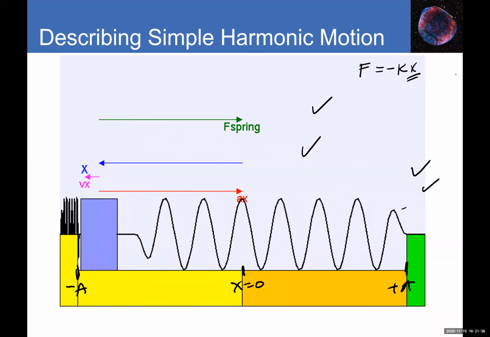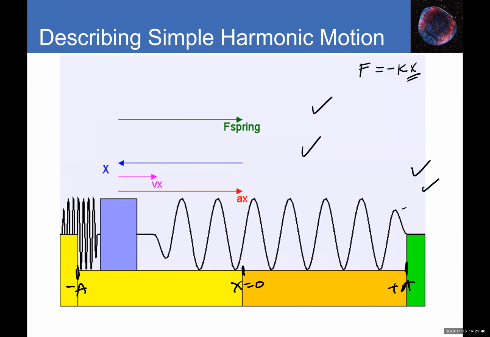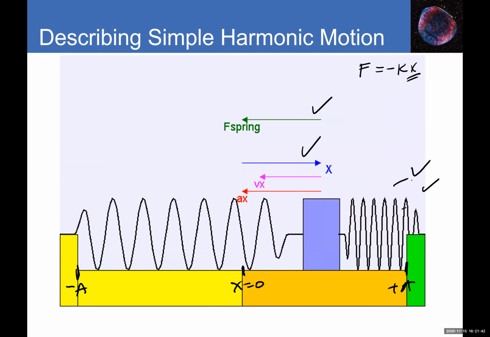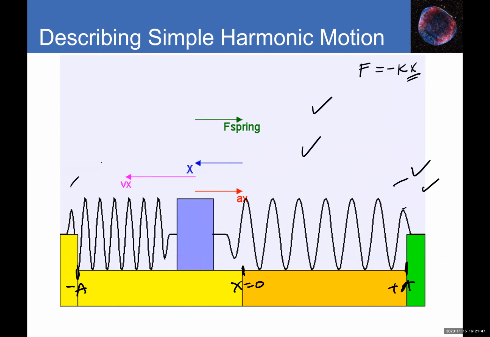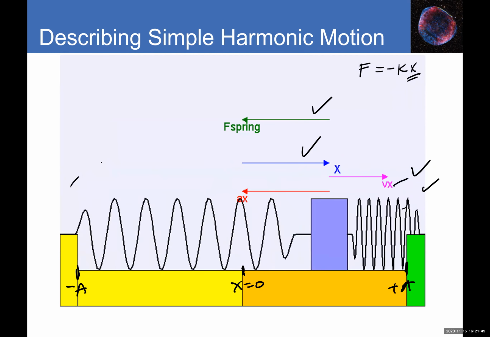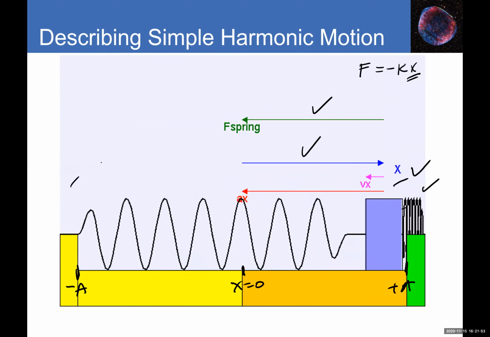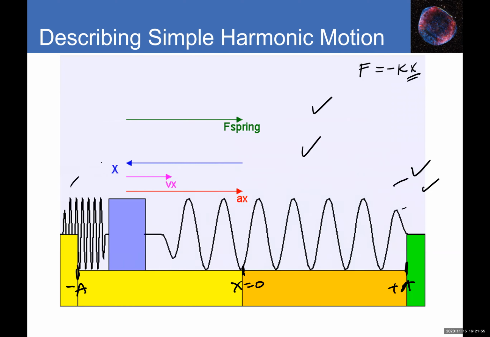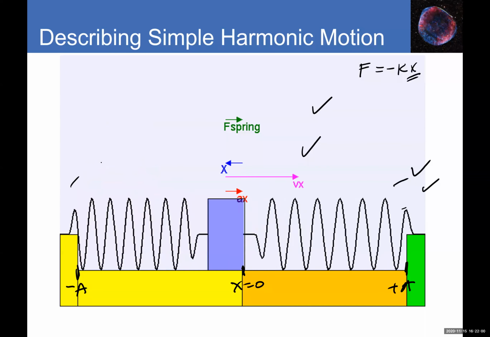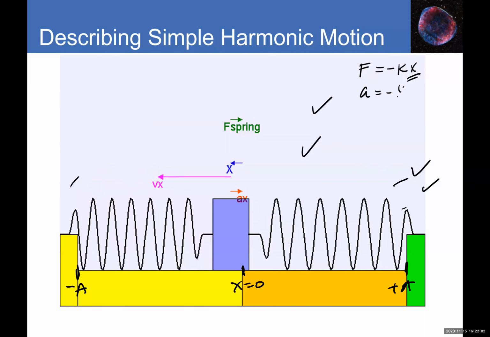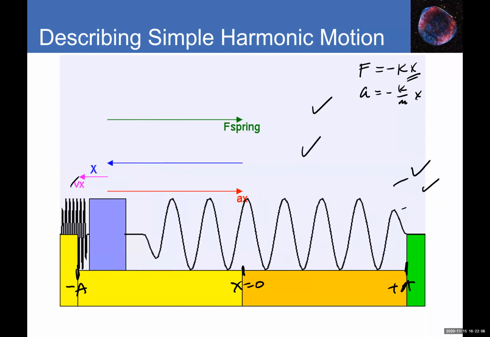Also look at the velocity vector, which is 0 at x equals a. It's 0 here and 0 there, but it's maximum when it's going through the equilibrium position. And then the last one is acceleration, which follows the force. Same direction, same type of change, because acceleration is also negative k over m times x. It is proportional to negative x.